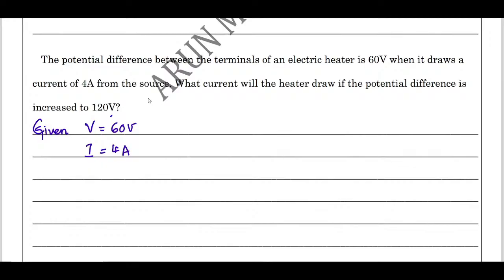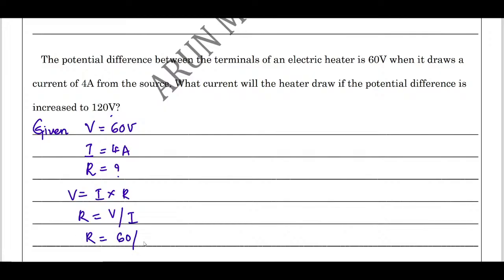How much current will be drawn by the heater if the voltage is increased to 120 volts? Now what is the unknown quantity we need to find out? That is R equals question mark. But again, by using Ohm's law, V equals I into R. Now R equals V divided by I.